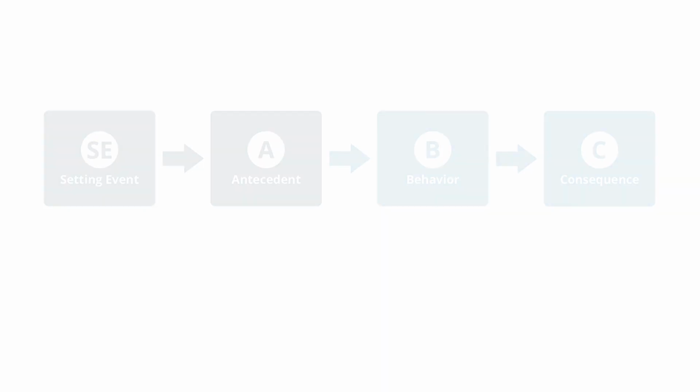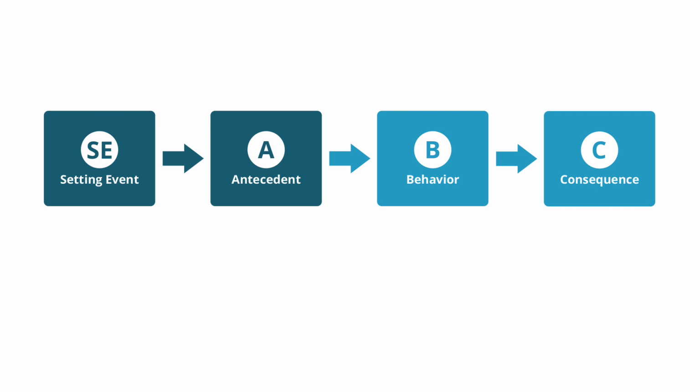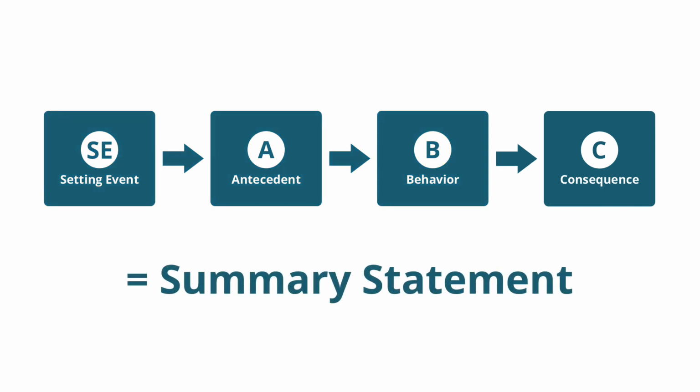A summary statement is simply a statement that summarizes our analysis of the ABC of the behavior and includes the function or the purpose of a student's problem behavior. When we write a summary statement, we include the events that reliably predict the problem behavior and those events that follow the behavior. The summary statement is our best analysis of the patterns we have observed in the ABC data. With a summary statement, we can develop our hypothesis of the function of the behavior.